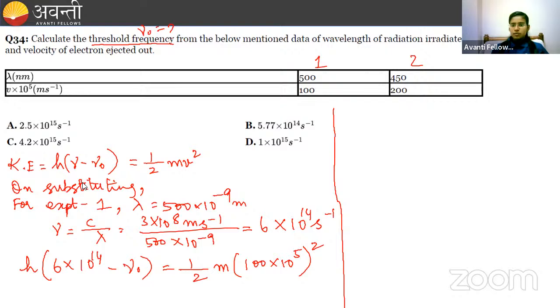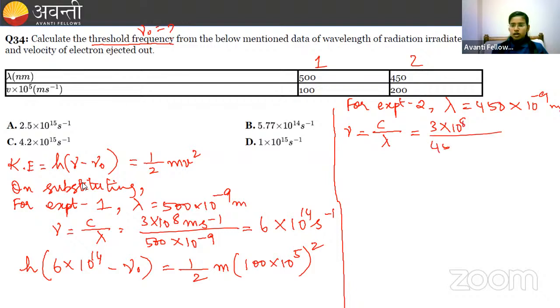So for experiment number 2, lambda value is given as 450 nanometer, which is equal to 450 into 10 to the power minus 9 meter. Now the new value will be C by lambda. So C is 3 into 10 to the power 8 meter per second divided by 450 into 10 to the power minus 9. This will give 6.67 into 10 to the power 14 per second.